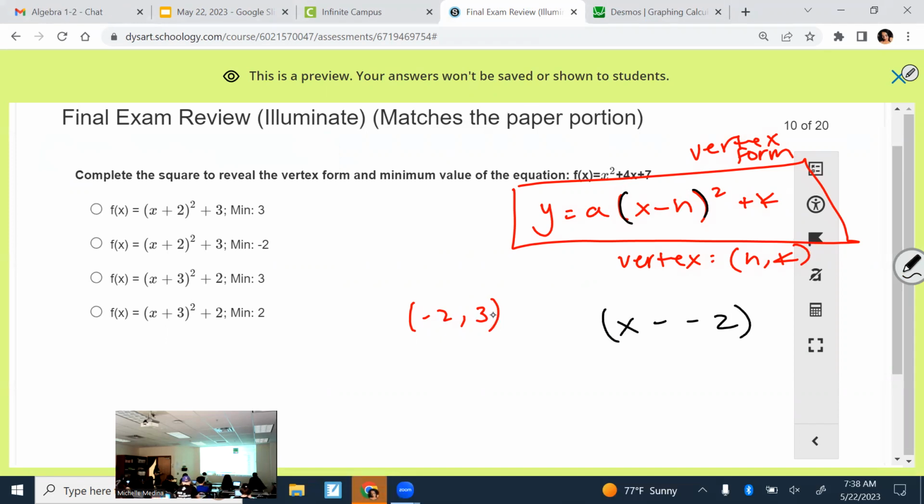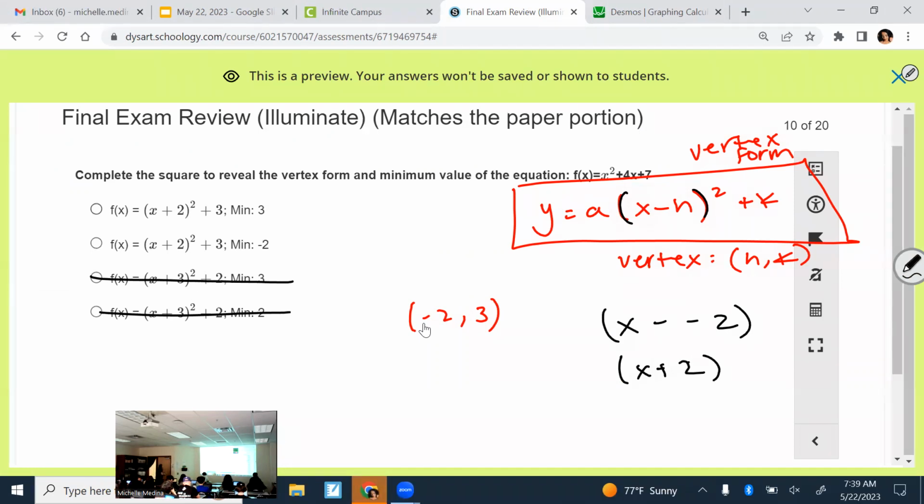X minus a -2, what happens to that double negative? It becomes a positive. So that's why really I'm choosing between A and B on this page. It might be shuffled on yours. But that's why it looks like a +2 here, even though it's a negative on our vertex. H always looks opposite in the equation. And then they both have the same K, so that doesn't really help me.